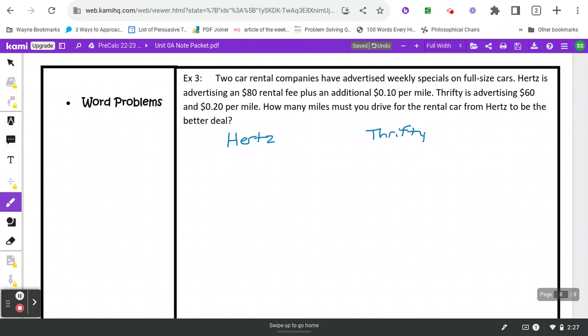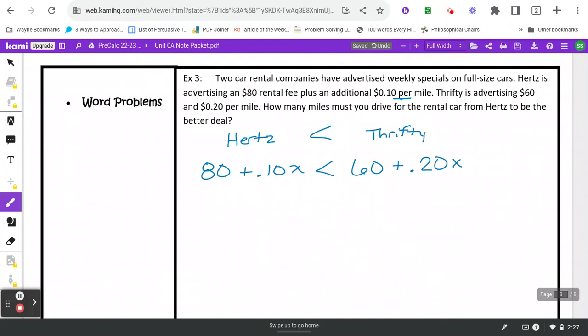And then it asks us, how many miles must you drive for the rental car from Hertz to be the better deal? Better deal is less money, right? You want to spend less money. So you want Hertz to be less than Thrifty. So our equation for Hertz would be $80 rental fee plus 0.10 for each mile, so the x. Anytime you see the word per, it's going to be an x or a variable of some sort. And then we bring down the less than symbol. And we go to the Thrifty, 60 plus 0.20, and again per mile, x.